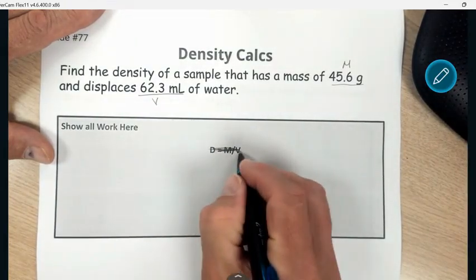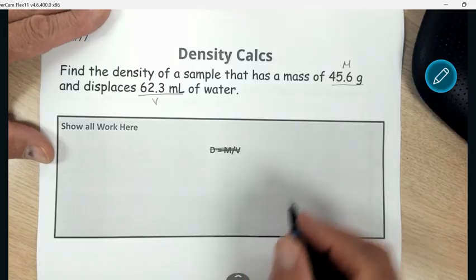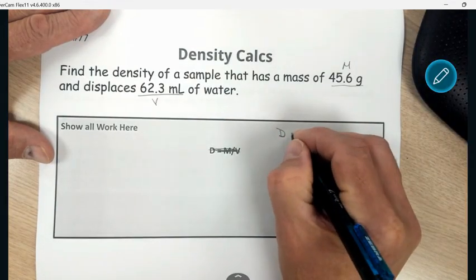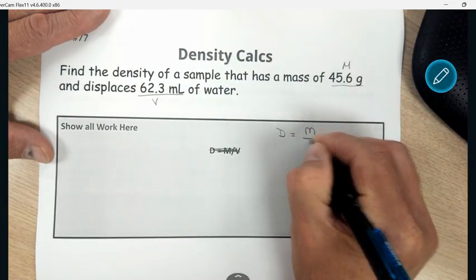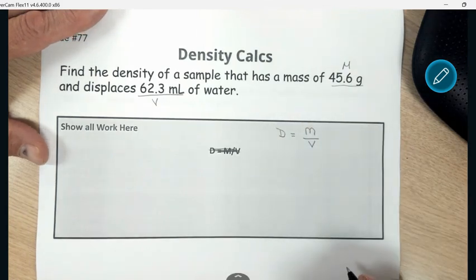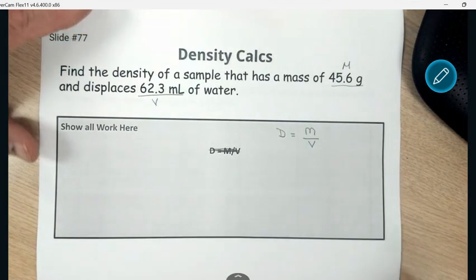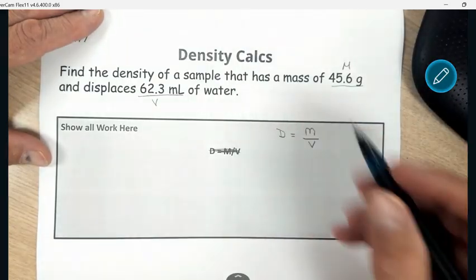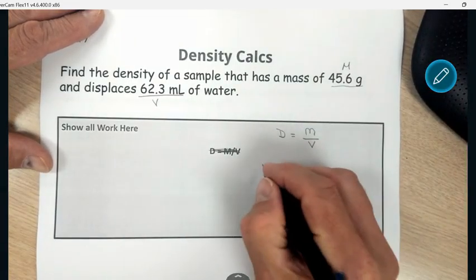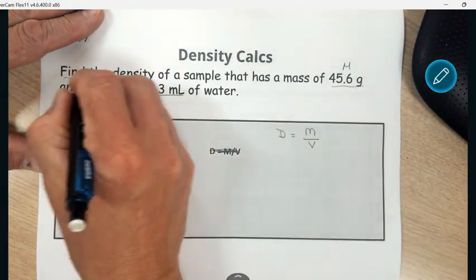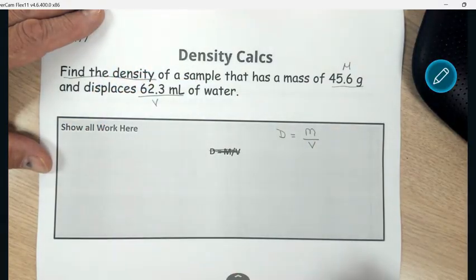I'm not going to write this formula this way. I don't like it that way. I prefer to write it this way. Density is equal to mass divided by volume. So now, ladies and gentlemen, what you need to do is plug in your numbers where they belong. So we are solving for density, first three words of the problem.